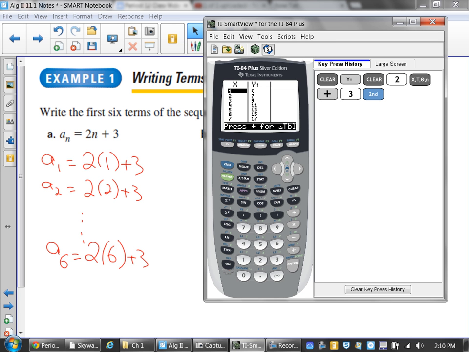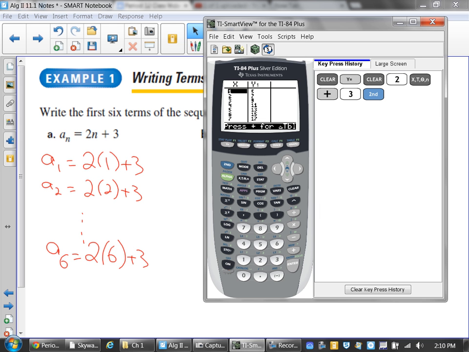What I want you guys to notice is, look at my graph, look at my table. My table starts at 1. I guarantee most of yours didn't start at 1. Okay. If you're starting at 0, you just scroll down, you can get to it without a problem.